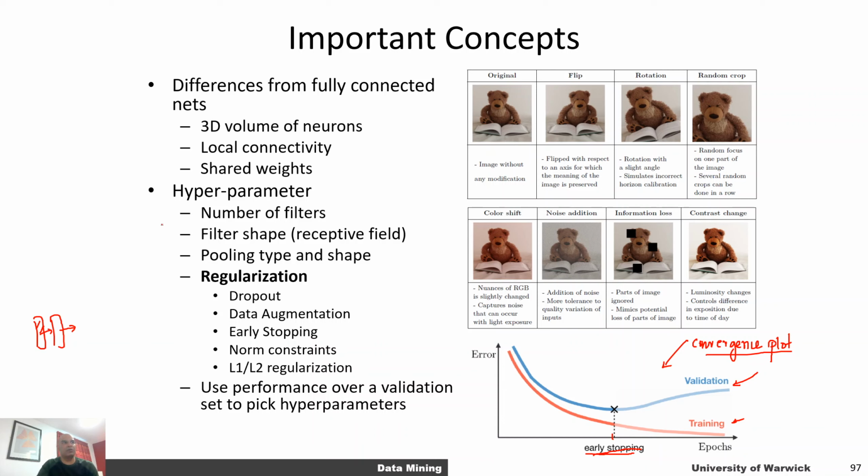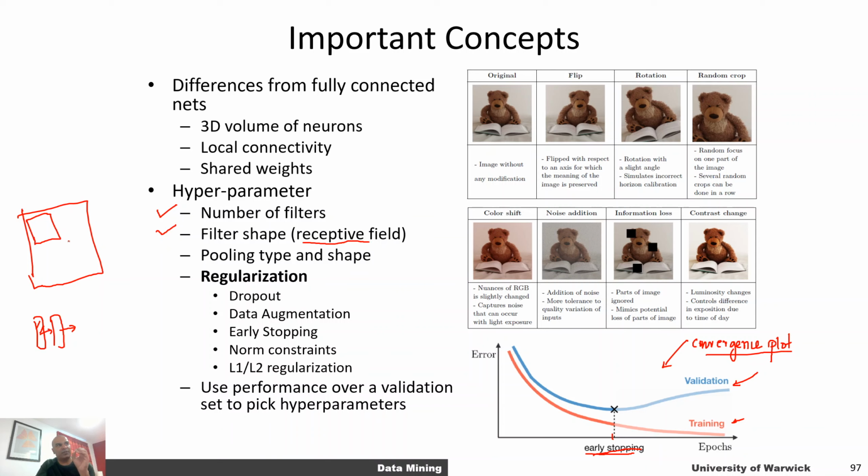But specific to convolutional neural networks, the hyperparameters you have are: how many filters should I take? What should be my filter shape? What should be my kernel size? Should it be 5 by 5, 3 by 3? This is also called the receptive field, because that is the part of the image on which at a given time your neural network is focusing.